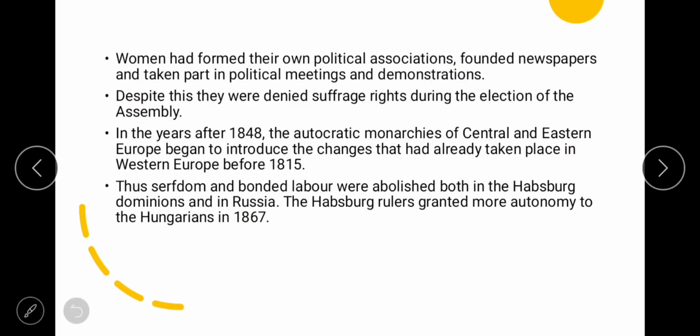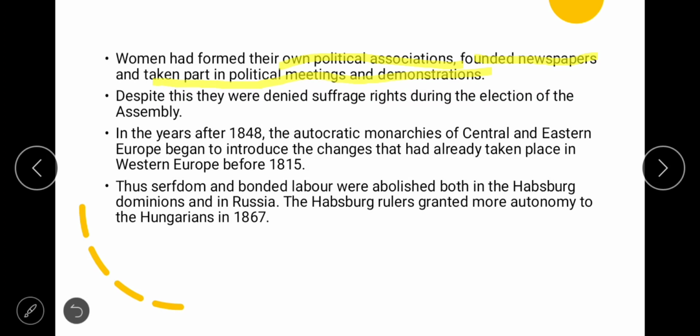The issue of extending political rights to women was also a controversial one within the liberal movement, because a very large number of women had participated actively over the years during this revolution. Women started forming their own political associations, founding newspapers and taking part in political meetings and demonstrations. Despite all of this, they were denied suffrage rights during the election of the assembly.